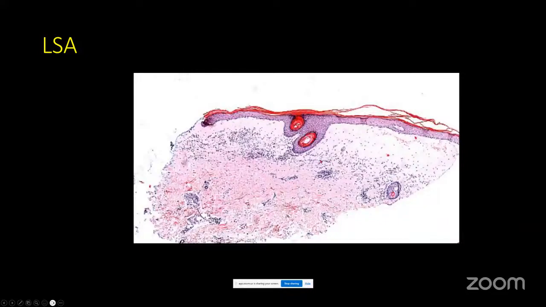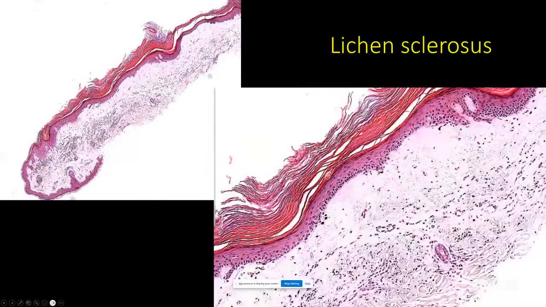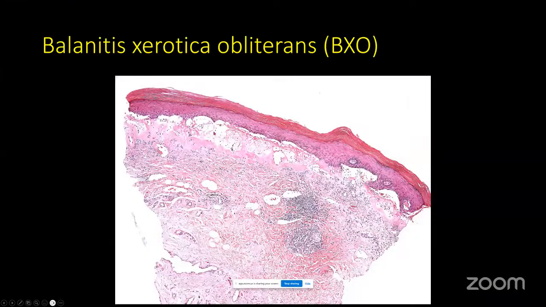Like in sclerosus, you have the collagen. Wow, these pictures do not look good at all. I apologize. You have epidermal atrophy with hyperkeratosis, interface change, and this widening. It almost looks like edema of the papillary dermis with lymphocytes beneath it. The same sort of thing on the penis.